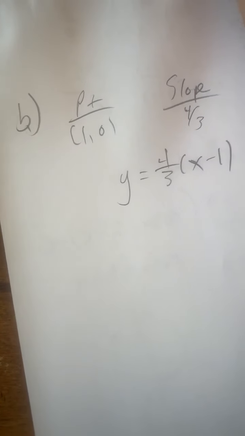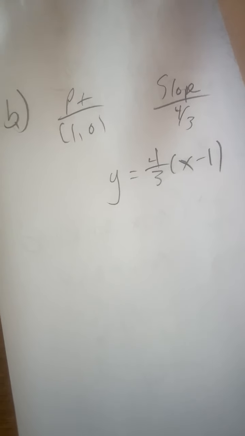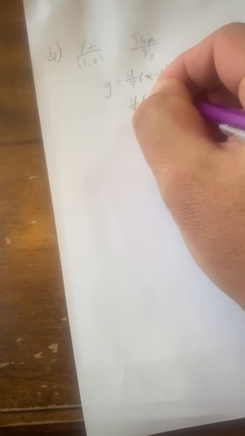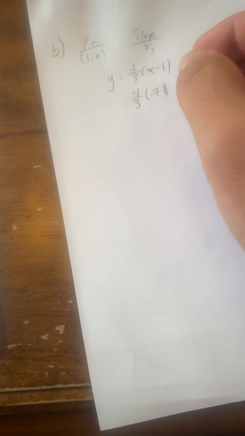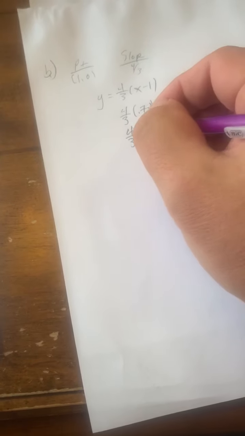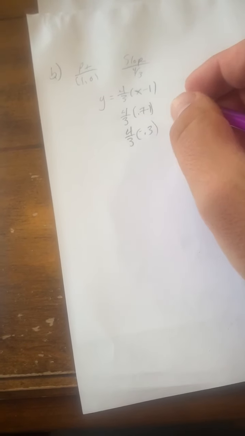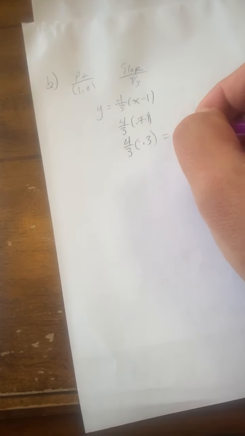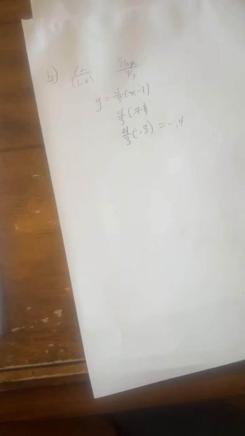Okay, and then it says use this equation to approximate f at 0.7. At 0.7, I'll do 4/3 times (0.7 minus 1), so 4/3 times negative 0.3. The 3's cancel, and I get negative 0.4, with the decimal point there.